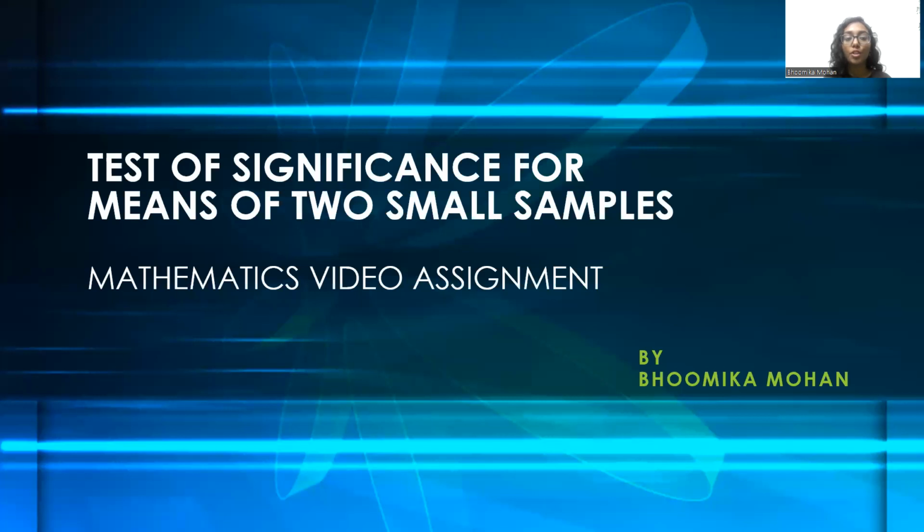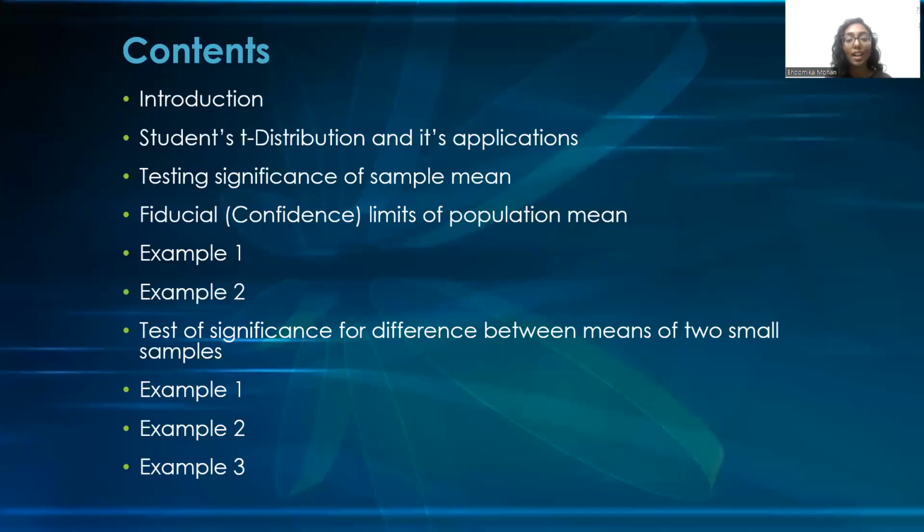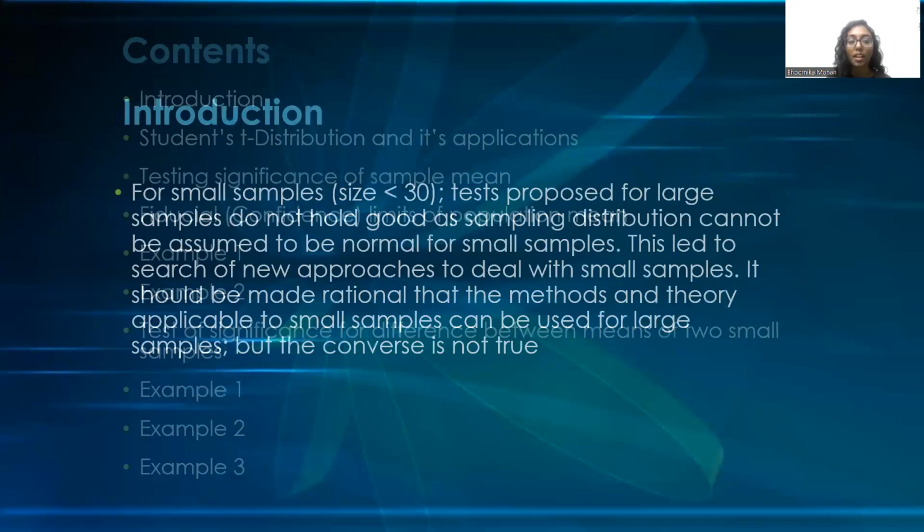In this video, I'm going to talk about test of significance for means of two small samples. Contents. First, I'm going to talk about the introduction, then Student's t-distribution and its applications. Then I'm going to talk about testing significance of sample mean, fiducial confidence limits of population mean. Then I'm going to discuss some examples. Then test of significance for difference between means of two small samples and some examples.